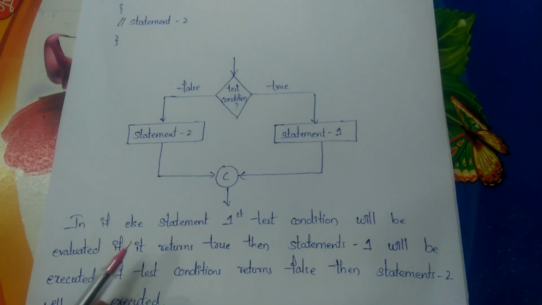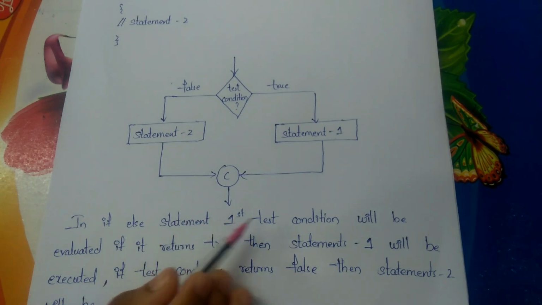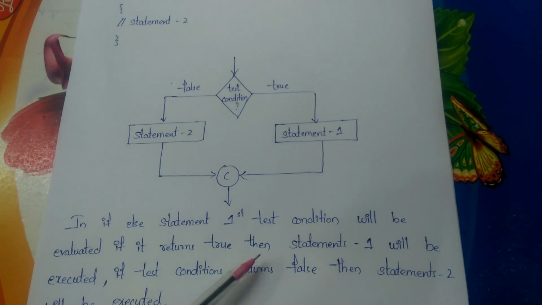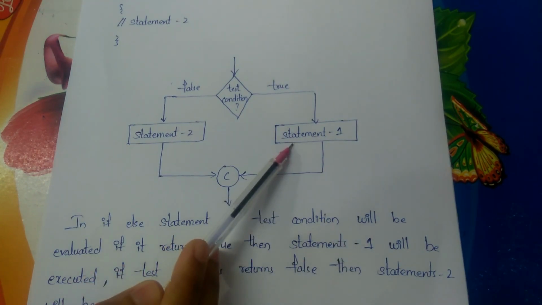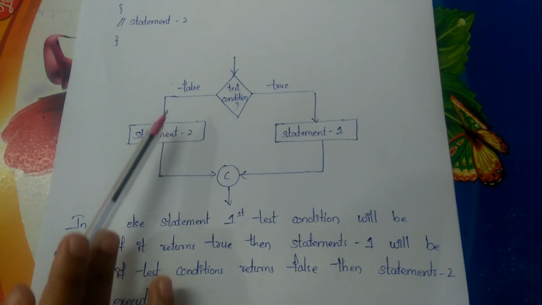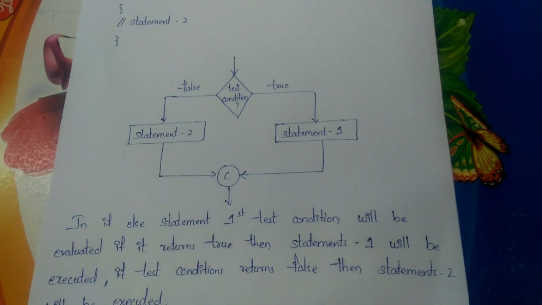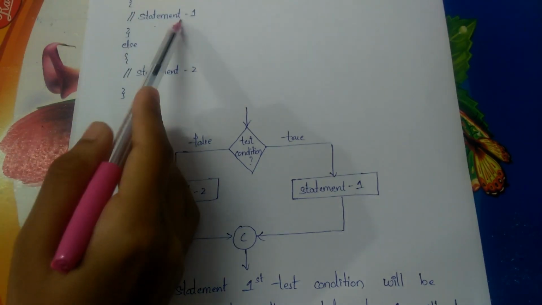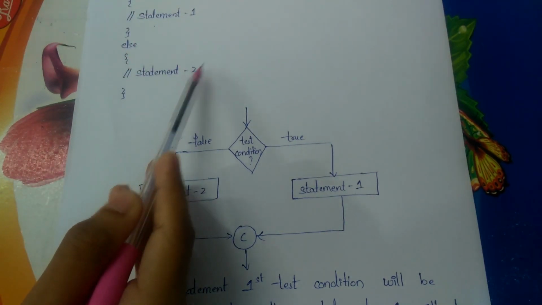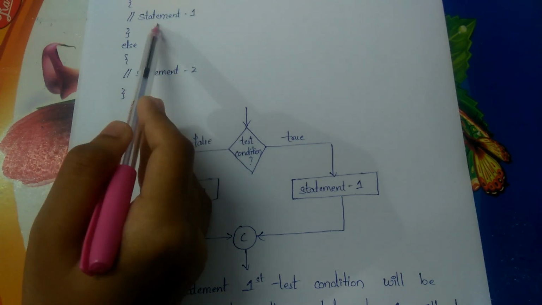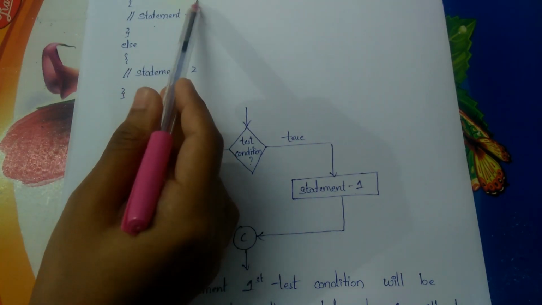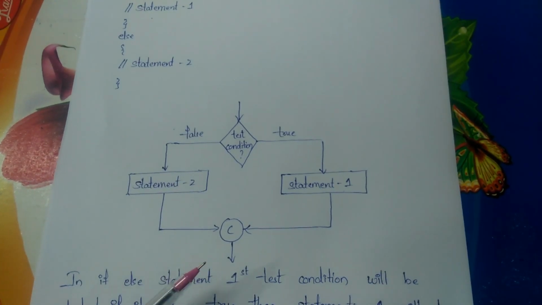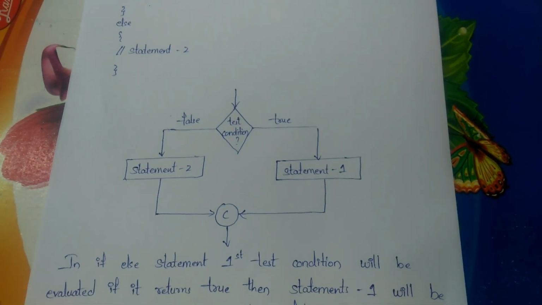So that is, in the if else statement, first the test condition will be evaluated, and if it returns true, then statement 1 will be executed. If the test condition returns false, then statement 2 will be executed. So here in the if we have statement 1, in else we have statement 2. Whenever the test condition is true, statement 1 will be executed. If it is false, statement 2 will be executed. So this is about the if else. Let's see two programs on the if else.